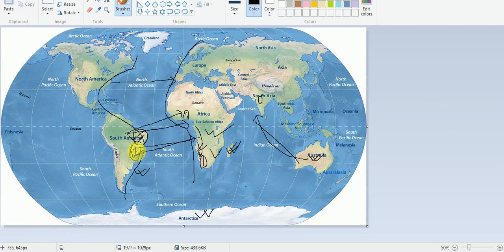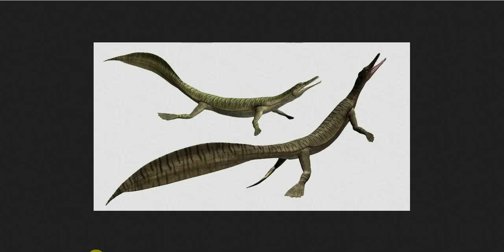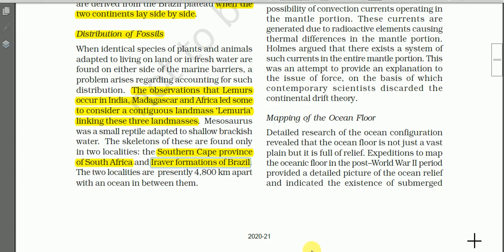Okay, Mesosaurus fossils are found here in the Irati formation of Brazil, and another one is in the Cape province of South Africa. So it means that the two continents were joined together. See, this is the reptile, a dinosaur, that lived in the Irati formation of Brazil and this Cape province of South Africa.